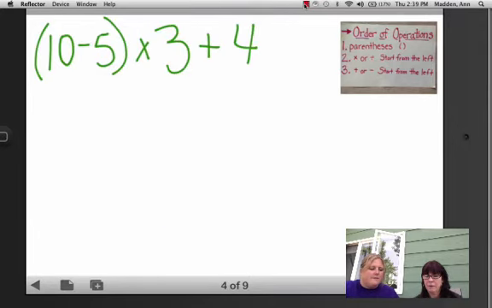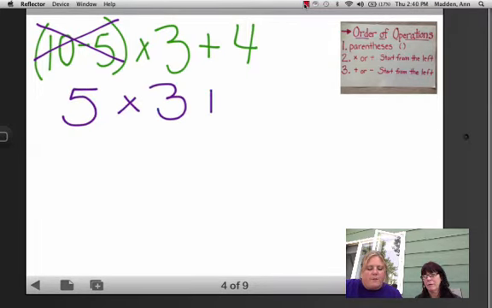Next. All right, here's our next example. The first thing I need to do is look for parentheses. I do have them. 10 minus 5. 10 minus 5 is 5. I'm going to rewrite the rest of my problem down here so I remember what my problem is. Now I go through and I look for multiplication or division. I start from my left.